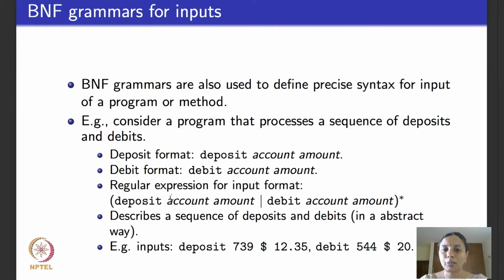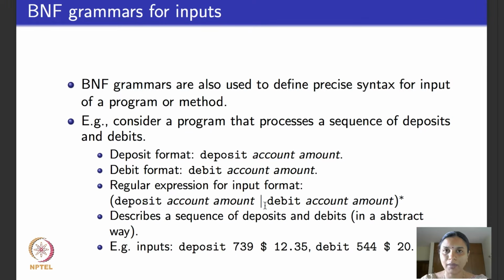Now, what are the transactions that you can do as a part of a bank account? You can either deposit an amount into an account, or you can debit an amount from an account, and you can repeat this transaction any number of times in any order. So this is the regular expression that describes the input transaction sequence. It says the input transaction is given as a regular expression, which is the star of two entities. The first expression says deposit account amount, which says deposit this amount into the account. The second expression says debit account amount, which means debit the given amount from the account.